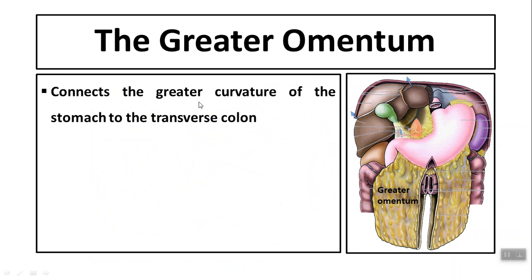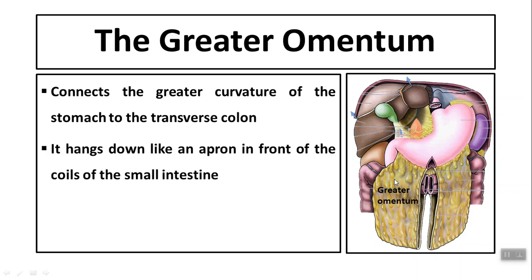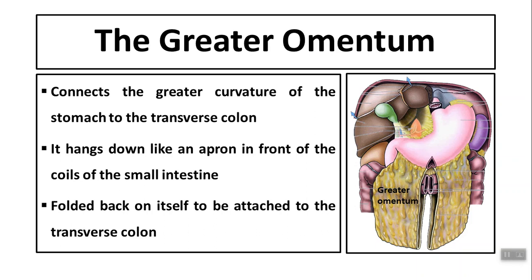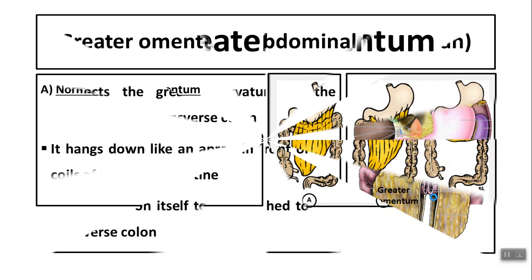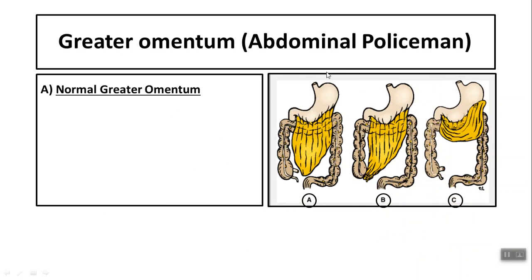So the greater omentum connects the greater curvature of the stomach, descends down and ascends up to be attached to the transverse colon. It hangs down like an apron in front of the coils of the small intestine, and it is folded back on itself to be attached to the transverse colon. It has important clinical application.